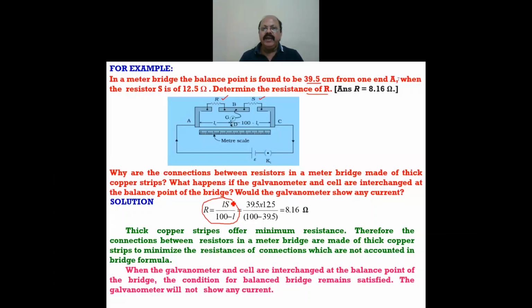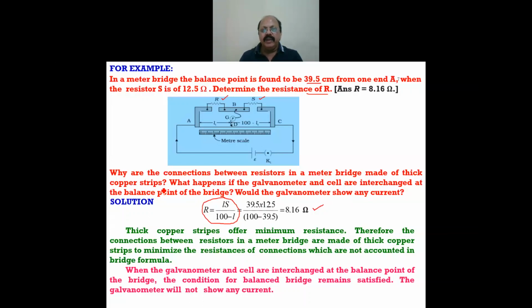Now the value of L is given 39.5 and S is 12.5, divided by 100 minus 39.5. After you solve it, calculation you do yourself, then you will find 8.16 ohm. So that is the answer of the first part of this question. I think it is clear to everybody. Now second part, this question is very important. So many times asked in examination. Now second part is: why are the connections between resistors in a meter bridge made of thick copper strips?